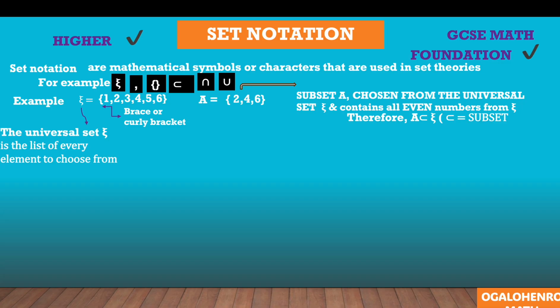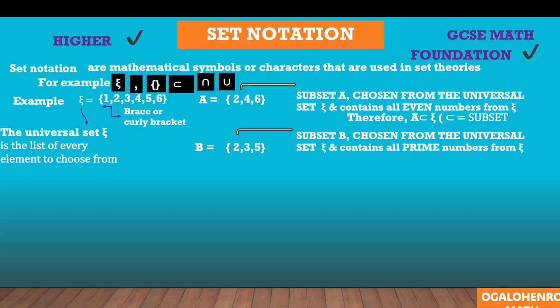Now let's see, we get another subset B, and the list of the set are 2, 3, and 5. Now let's define this subset. Looking at it, we find that this subset has just 2 factors. So we say that since they have 2 factors, they are called prime numbers. So we are getting another subset, choosing prime numbers from the universal set. So we define it here: subset B, chosen from the universal set, contains all prime numbers from A.